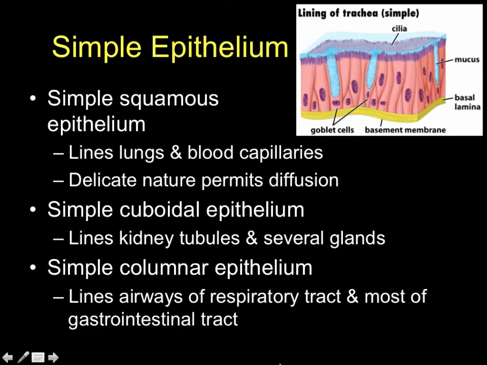And then simple columnar cells line the upper respiratory tract and most of the gastrointestinal tract, except for the places where you want to have a lot of absorption. You're going to find a lot of simple columnar epithelium. So that's a pretty common one there as well.